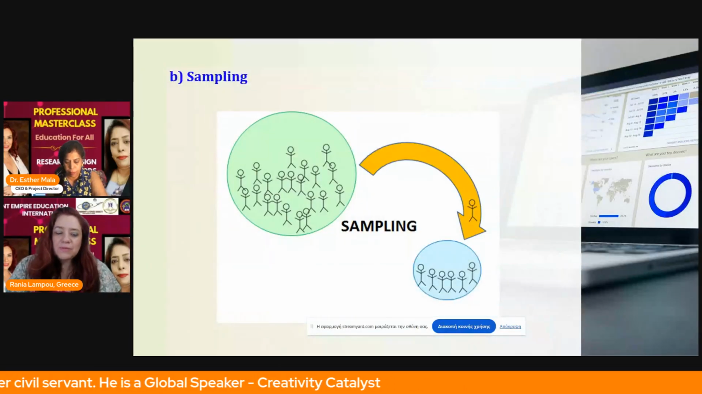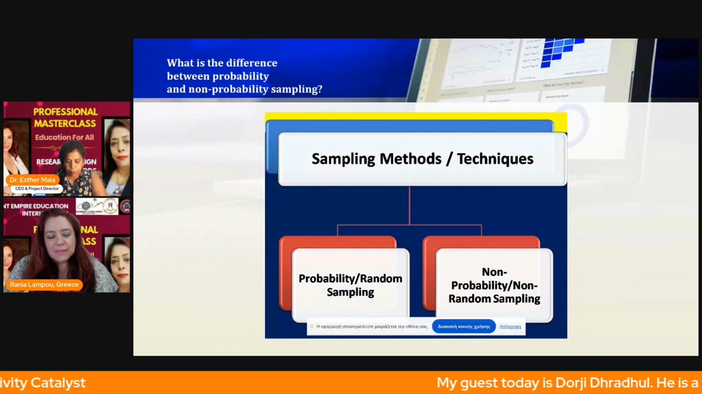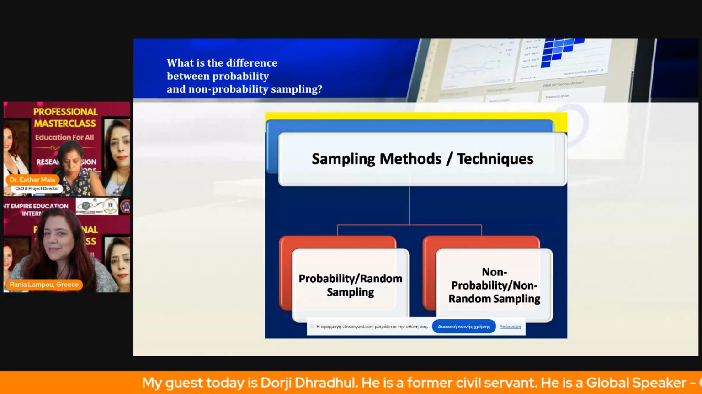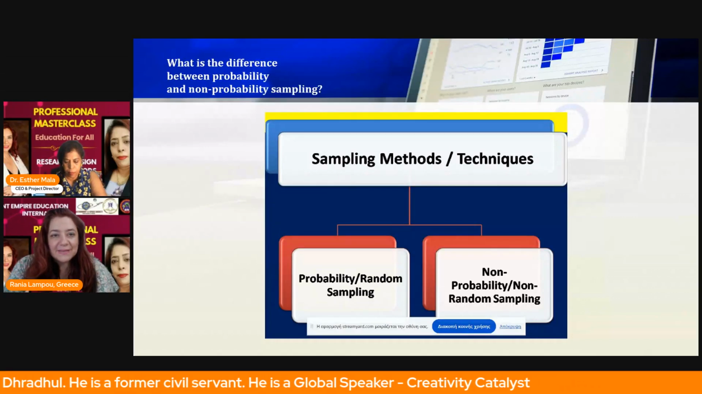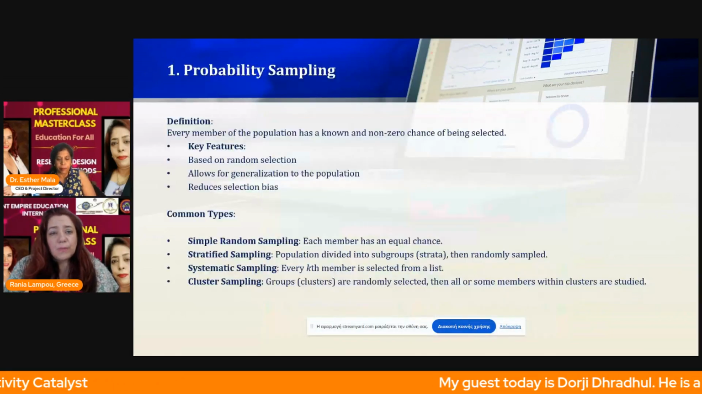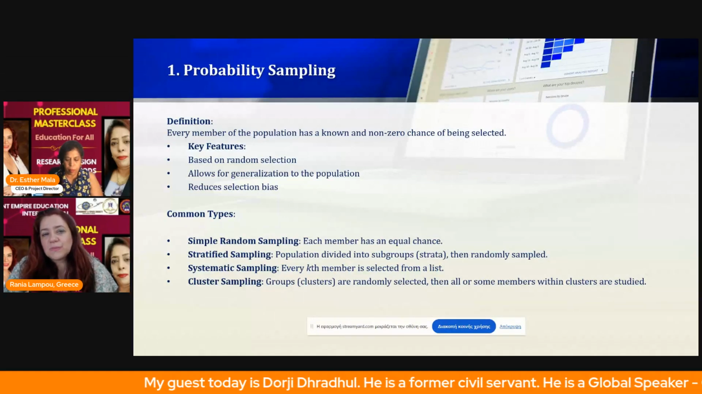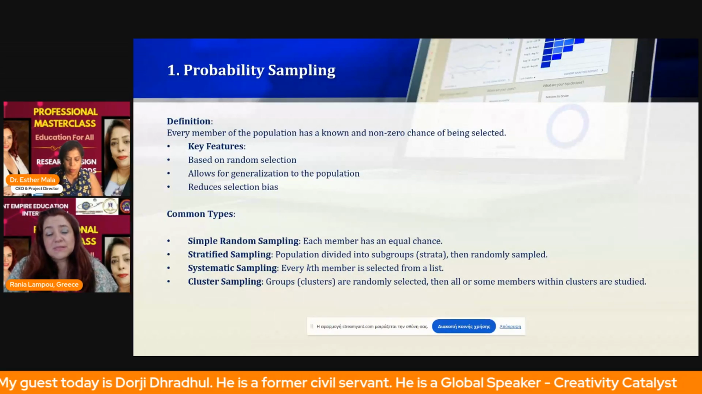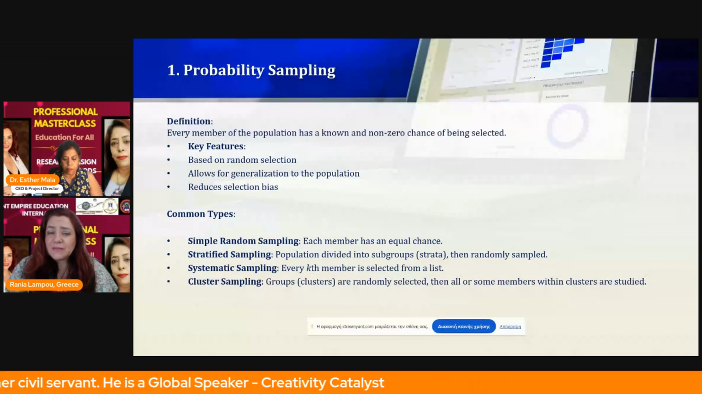Now, what about sampling? What is the difference between probability and non-probability sampling? The difference lies primarily in how participants are selected from the population, which affects how representative the sample is and whether results can be generalized to the whole population. In probability sampling, every member of the population has a known and non-zero chance of being selected. What are the key characteristics? It is based on random selection. This allows for generalization to the population, and this reduces selection bias.